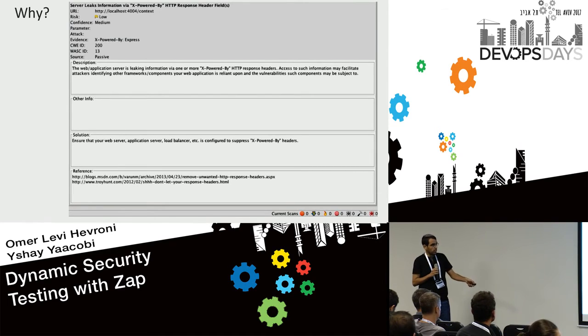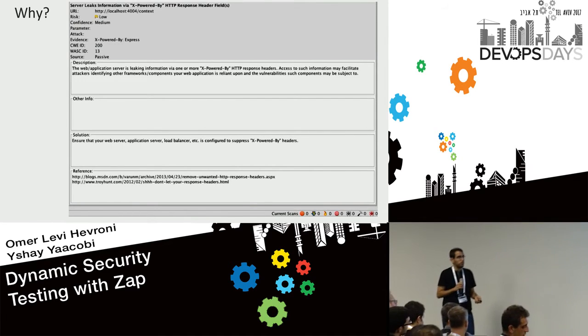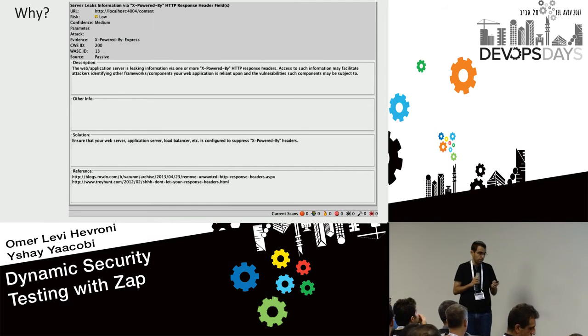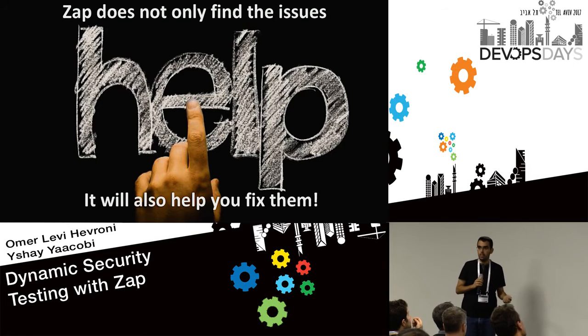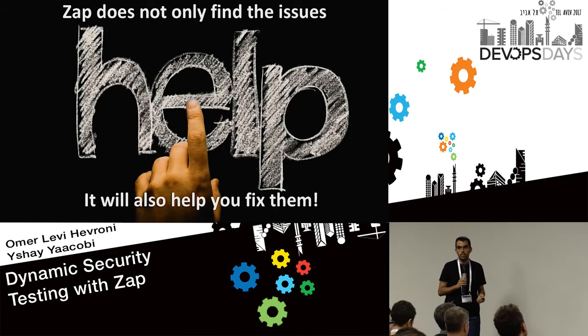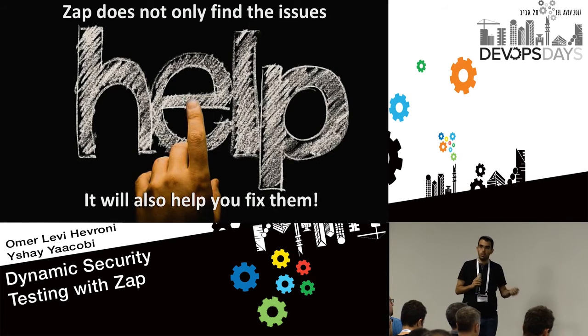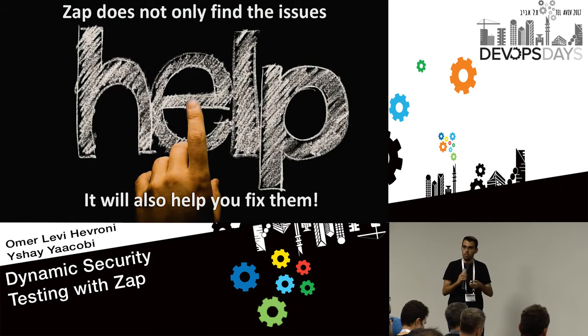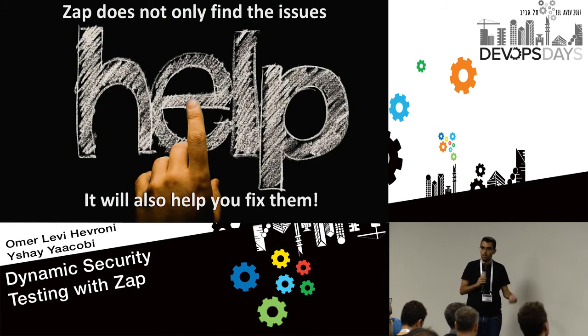And we have some references here to blog posts or other pages you can go and look at to learn why it's a problem. And this is a pretty cool feature of Zap that not always exists. Zap not only tells you what the problem is, it can also help you fix it. So this is something that is not so common with security tools or the security community at all. I don't know how many of you have had interaction with security guys, but they're pretty good at finding issues, but will not always guide you on how to fix it.